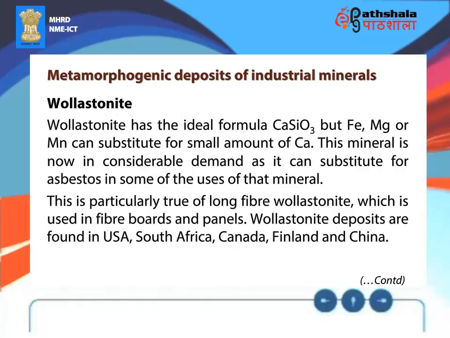Wollastonite. Wollastonite has the ideal formula calcium silicate oxide, but iron, magnesium, or manganese can substitute for a small amount of calcium. This mineral is now in considerable demand as it can substitute for asbestos in some of the uses of that mineral. This is particularly true of long fiber wollastonite, which is used in fiber boards and panels. Wollastonite deposits are found in USA, South Africa, Canada, Finland, and China.